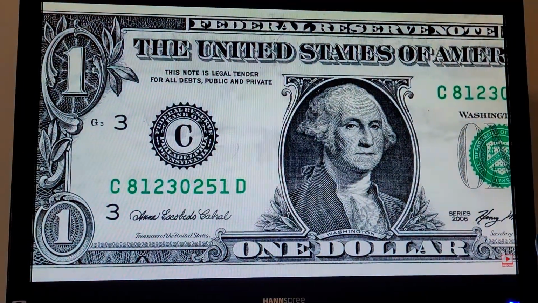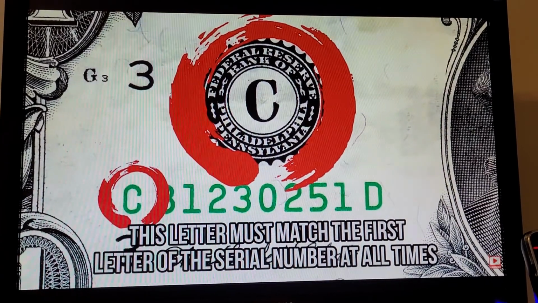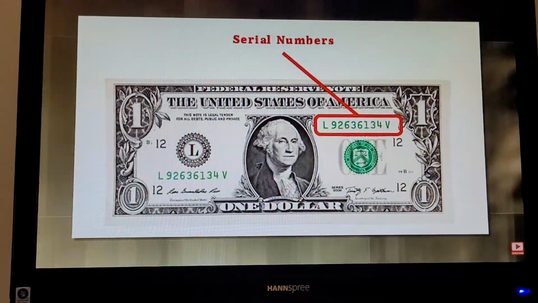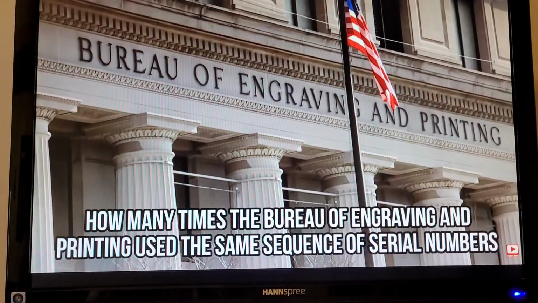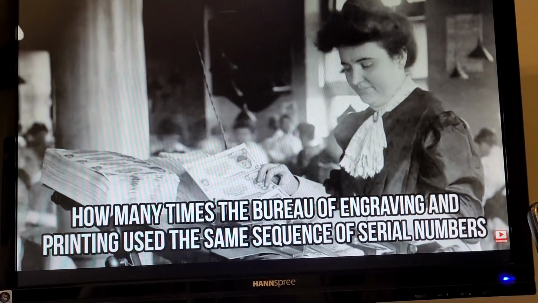Check out the letter on the Federal Reserve seal. This letter must match the first letter of the serial number at all times. If it doesn't, you're most likely dealing with counterfeit cash. Then check out the letter right under the serial number. That letter indicates how many times the Bureau of Engraving and Printing used the same sequence of serial numbers.